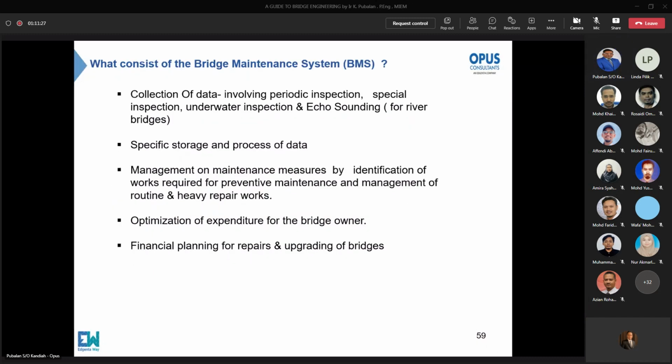Okay. So what is bridge management system? You have collection of data, you have storage of data, and then you do your ratings and your planning for future work. Then you optimize the budget and you have your planning for repairs and upgrading of bridges. You need to upgrade certain bridges. Dulu design untuk 80 tan, sekarang nak design untuk 120 tan, terpaksa kita upgrade. Dulu design di mana sungai dia adalah cetek dan tak berapa lebar, sekarang sungai adalah lebar dan dalam, so have to upgrade.